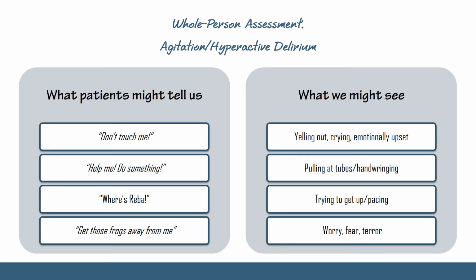Patients who are experiencing agitation in the setting of delirium might tell us to leave them alone or plead for help. They may ask for family who are not present or see things that are not there. When assessing a patient, you might see them yelling or crying or pulling at their tubes or trying to get out of bed. This can appear as if someone is trying to crawl out of their own skin. This is a distressing symptom to witness, and if patients are partially aware of it, it can be extremely stressful for them as well. Noticing early signs of delirium can help us prognosticate and anticipate needs more effectively.